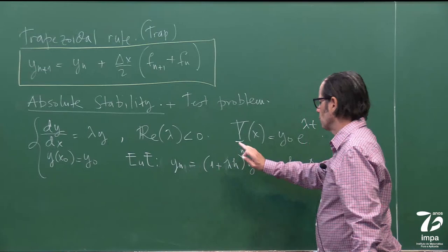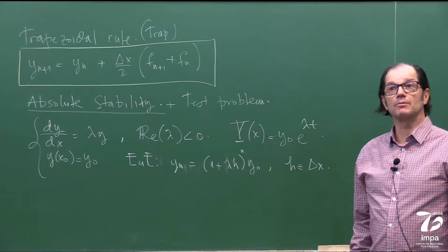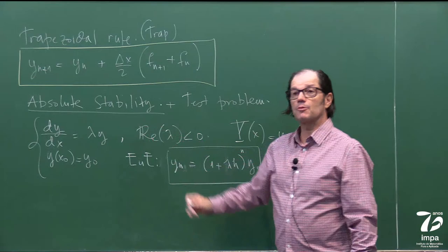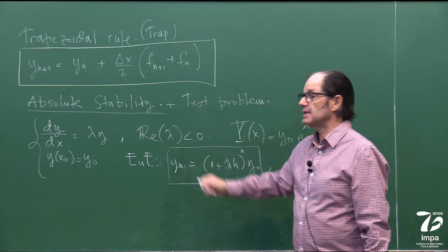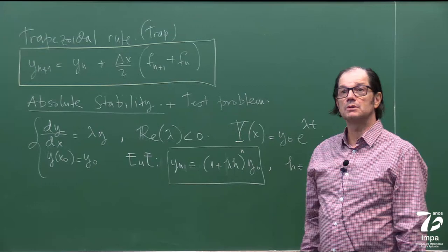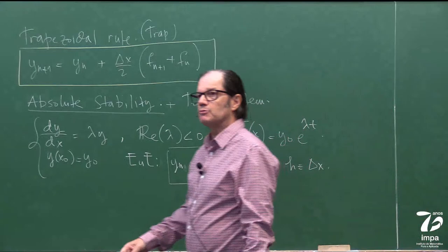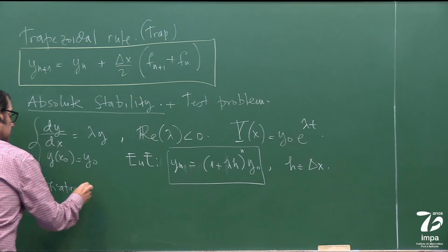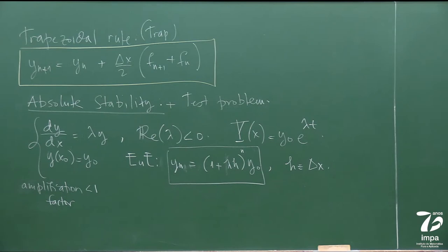So now, what do I have to do for the test problem? Look, if this is my exact solution of my difference equation for this super simple problem, and I want to make sure lambda has negative real part, I want to make sure this passes the test problem, I need to ask that the amplification factor, numerically, be smaller than 1. This is the stability condition.